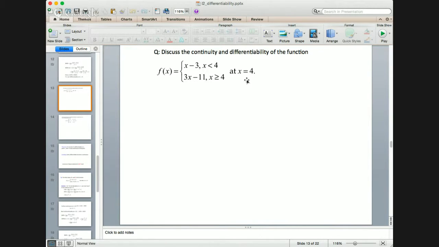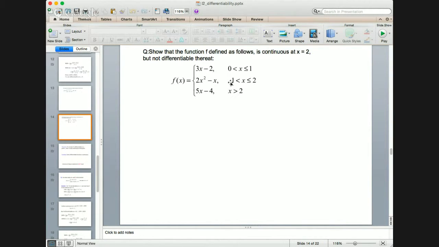Discuss continuity and differentiability of the function f of x equal to x minus 3 when x is less than 4, and 3x minus 11 when x is greater than or equal to 4, at x equal to 4. So that's one question where we have to discuss continuity and differentiability at a point x equal to 4.